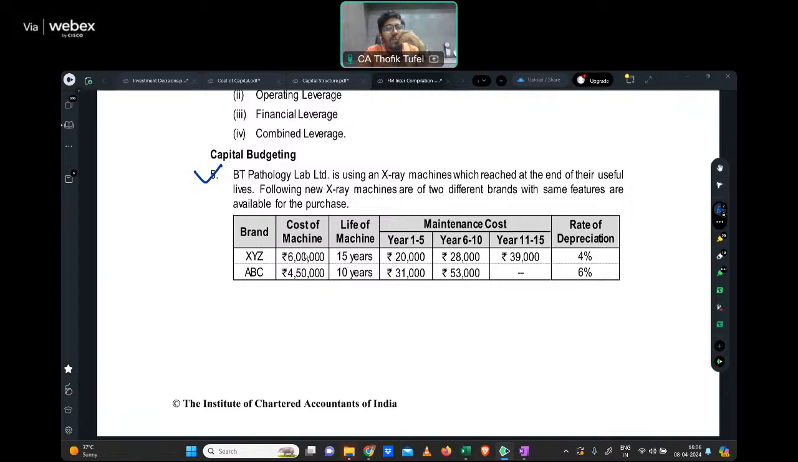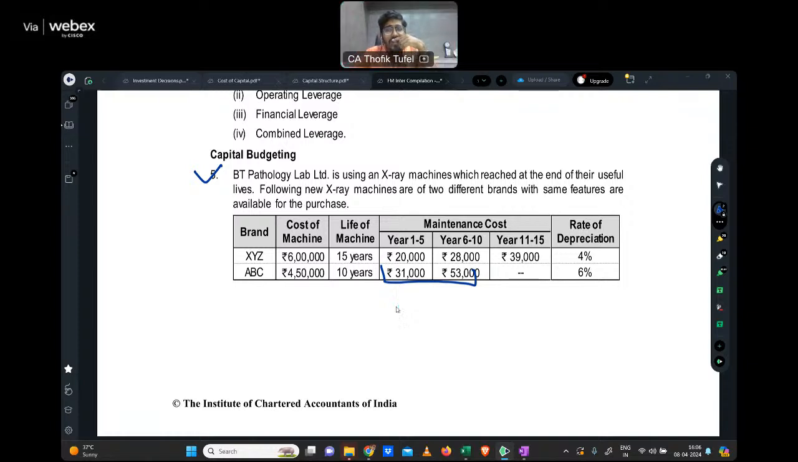So the 0th year, this is the cost, and here the life is 15 years, here the life is 10 years. That is the reason 10 years of maintenance cost is given here, and 15 years of maintenance cost is given here. So find out the total cost. What is the cost in the 0th year, what is the cost in years 1 to 15, and take the present value. That will be the total cost of the machinery, so that you will get the cost.